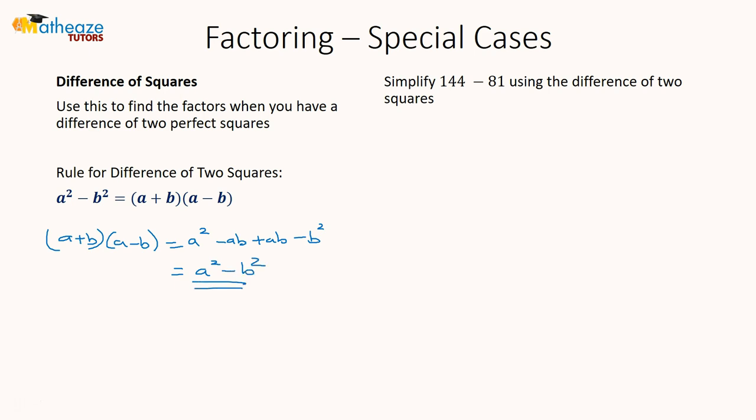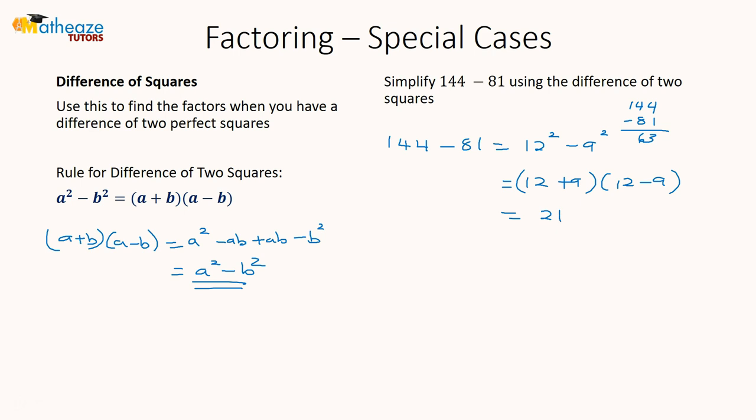So 144 minus 81, we have 63. So we're going to try to use this method as well. 144 is the same as 12 squared minus 9 squared. So this is going to give us (12 plus 9) and (12 minus 9). 12 plus 9 is 21. 12 minus 9 is 3. 21 multiplied by 3 is 63. So this is just showing you how you can use that to simplify squares.